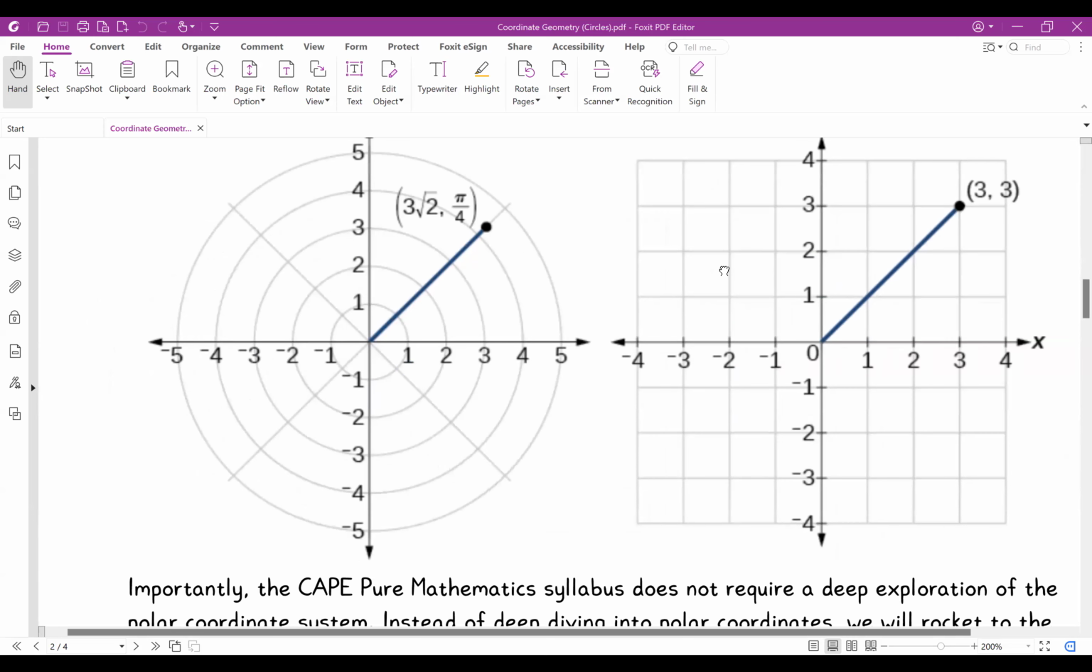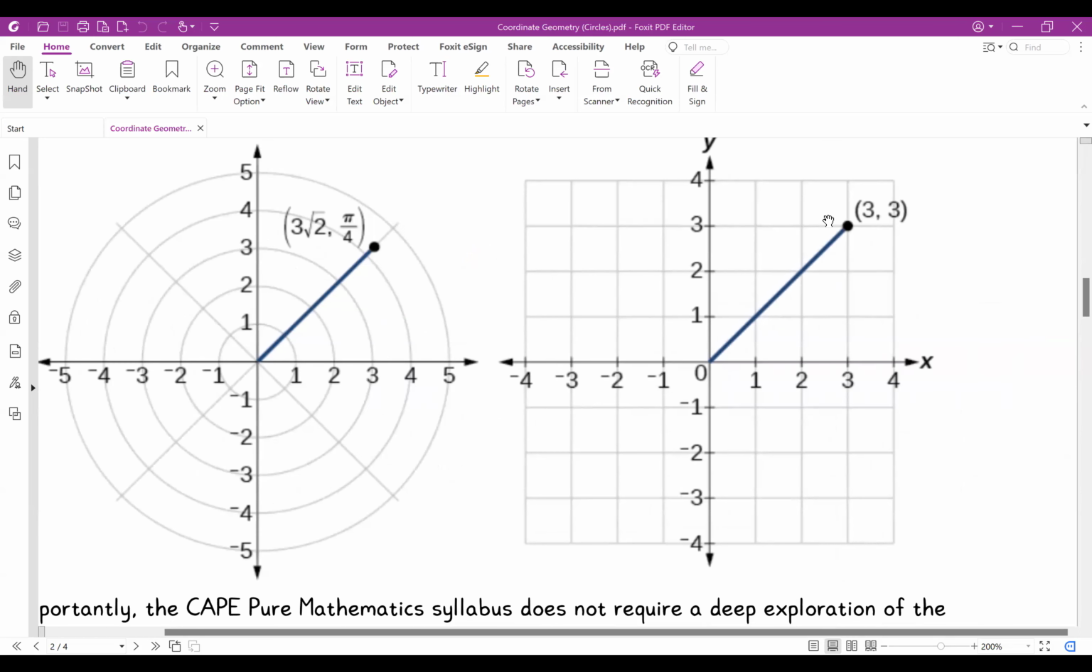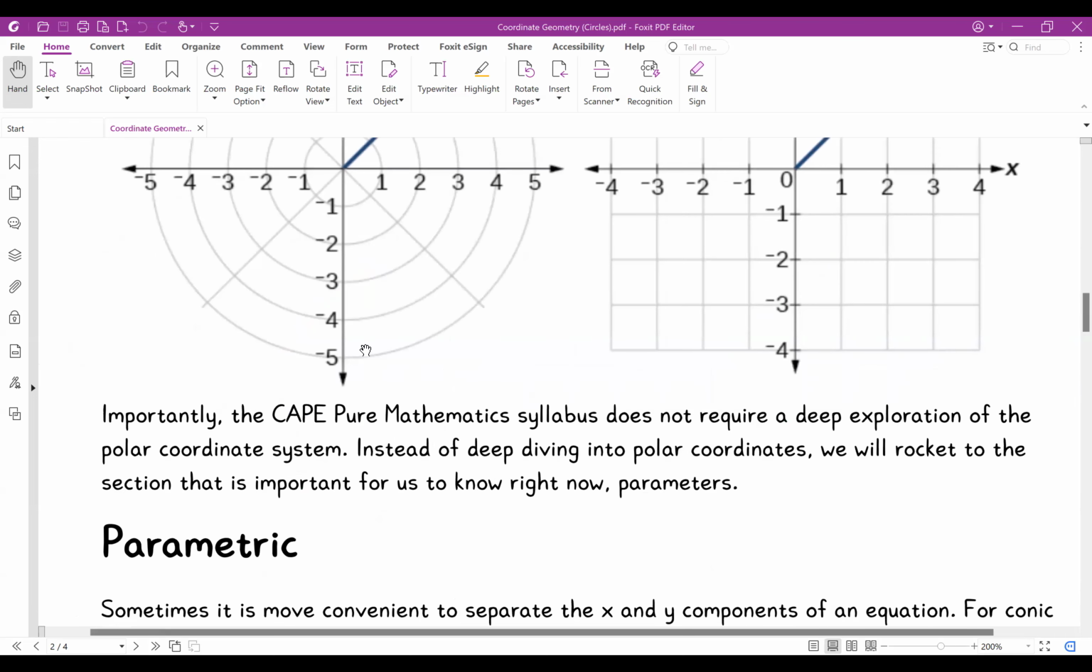So then the way to define a point, which is 3, 3, would instead be the angle. The angle is pi over 4, in radians. So it would be the angle in what you consider the y part of the point, and the length of the line in the x part. However, CAPE does not ask you to have any understanding of polar coordinates. What it does ask you is parametrics.